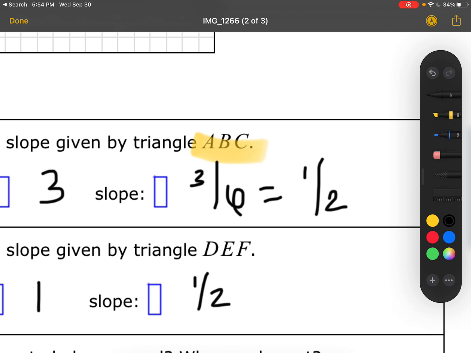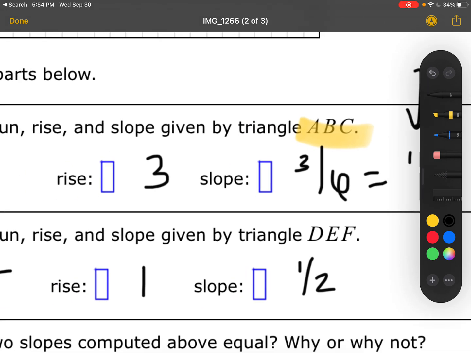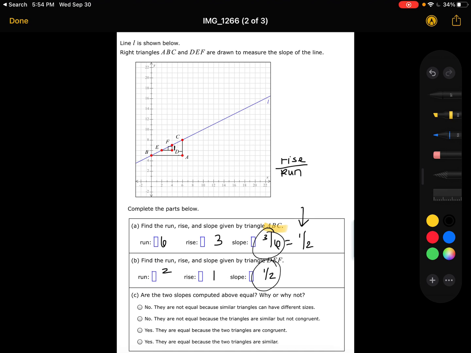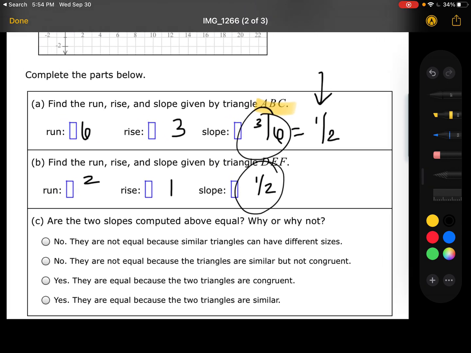Now, I simplified this. If you do not simplify these fractions, yes, the slope is 3/6 here, and 1/2 here. If you don't simplify it, it will count it as wrong. So make sure you are simplifying it. It doesn't say to simplify it in the question, but it is going to tell you that you're wrong if you don't.